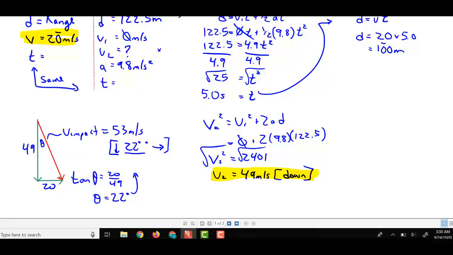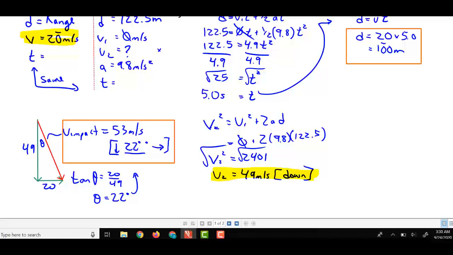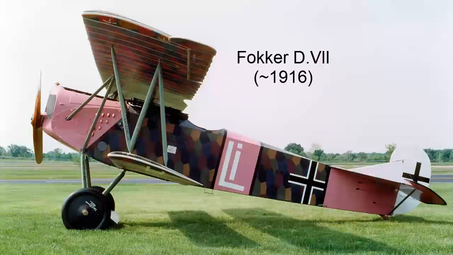So what is our range and what is our impact velocity? Our range is 100 meters, and our V impact is 53 meters per second, 22 degrees from vertical. That's how we solve for our first one. Now we're going to move on to our second one, and that's the one that's a little bit more intimidating.